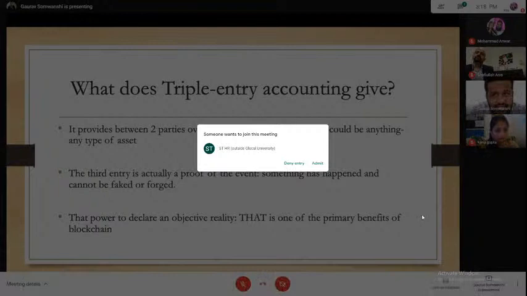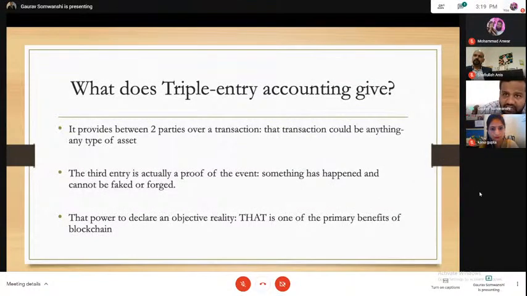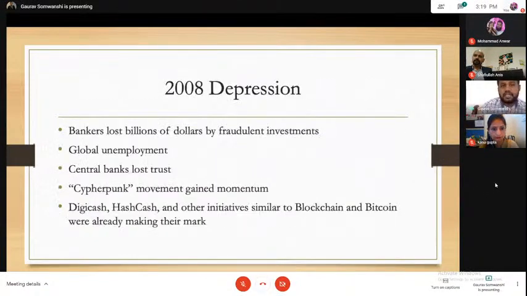It is just a database. The only advantage is that it is immutable and it does not rest under the control of many people. And we'll see to that.